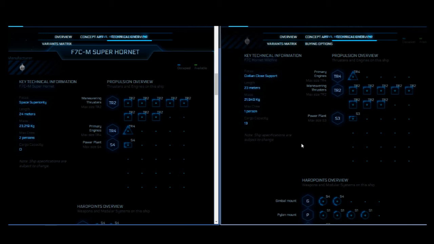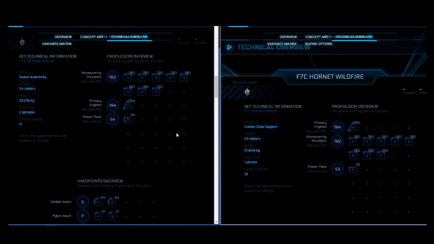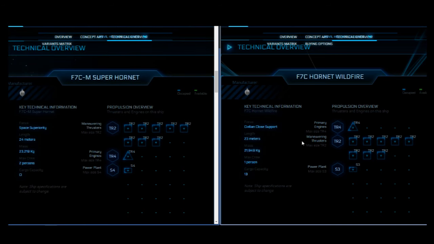I'm comparing the Super Hornet on the left, and the right hand side is the Hornet Wildfire. The left focus is space superiority. The focus on the Hornet Wildfire is civilian close support. The length is somewhat 1 meter shorter, but again, this is all from the website. Can't take this as serious because the website can be wrong in some aspects.